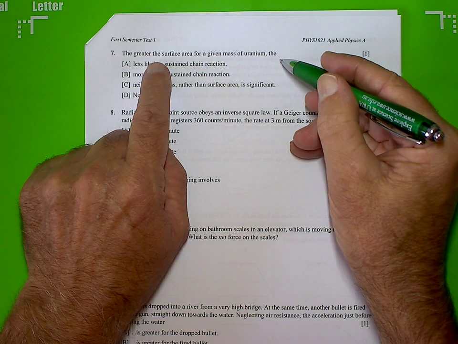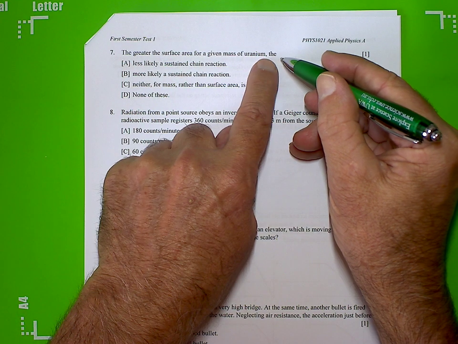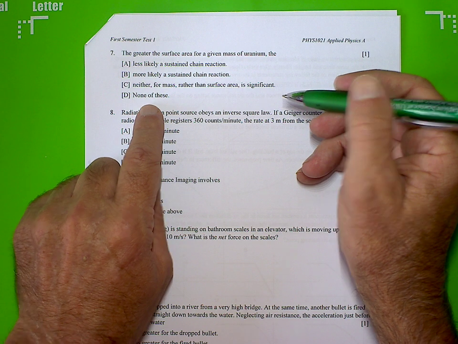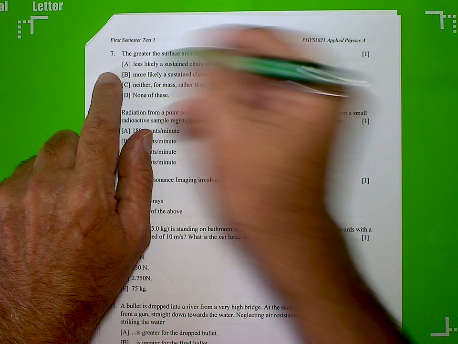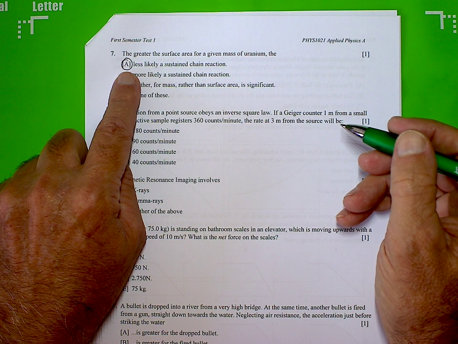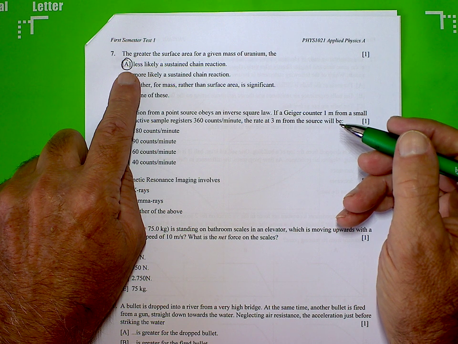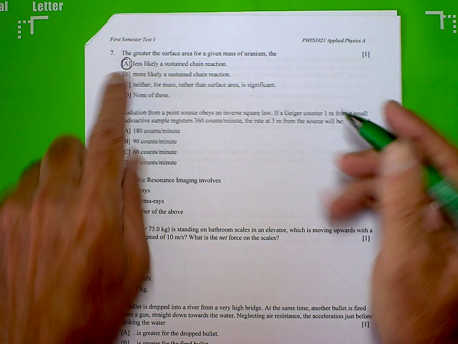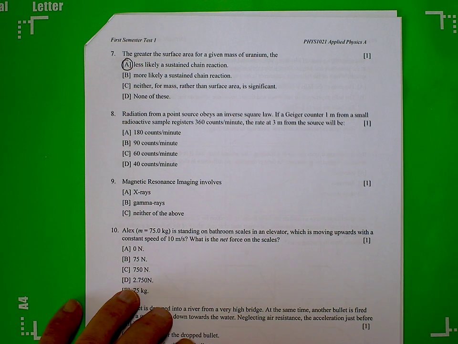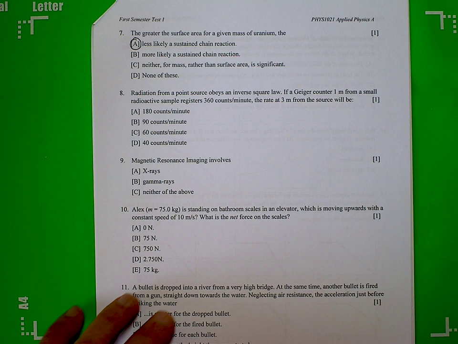Okay, the greater the surface area for a given mass of uranium, the less likely, more likely, neither, none of these. It's actually the less likely, because greater surface area gives a neutron a greater chance to escape before it causes another nucleus to become unstable and decay. So if you increase the surface area, it means it's less likely.